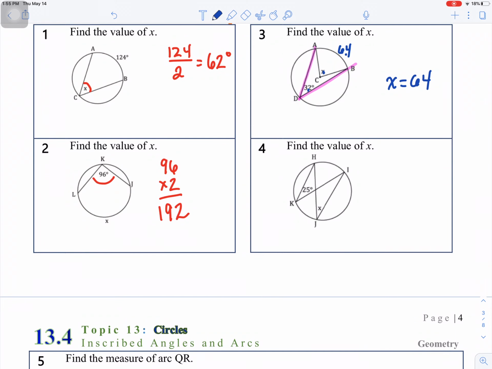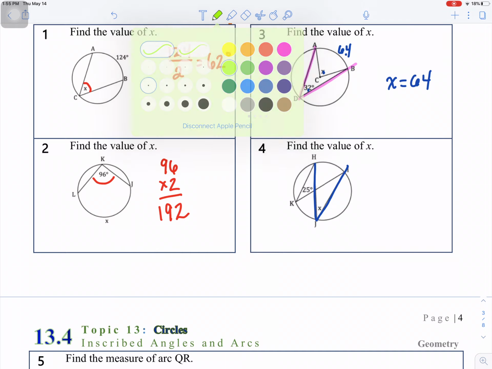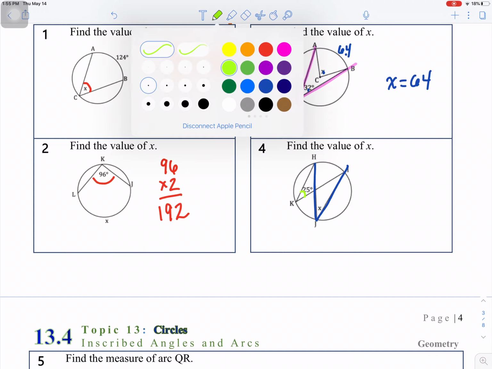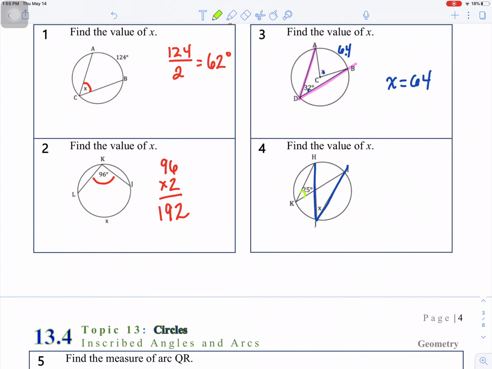Find the value of x. X is an inscribed angle. It inscribes this arc. If I knew this arc, I could half it and get that angle. The only thing I know is this angle, 25. That's half of the arc it intercepts. So this arc is 50. And then this angle is half of that arc. So x equals 50.